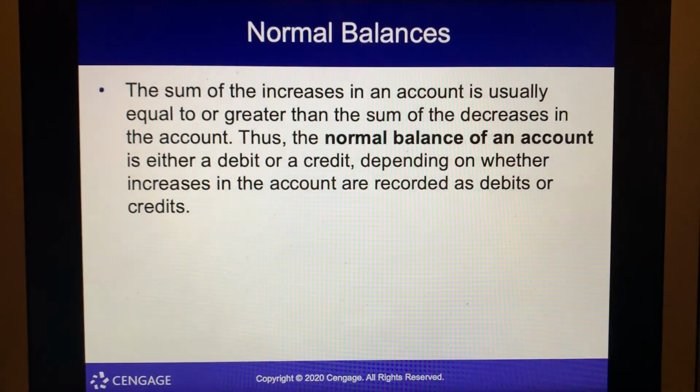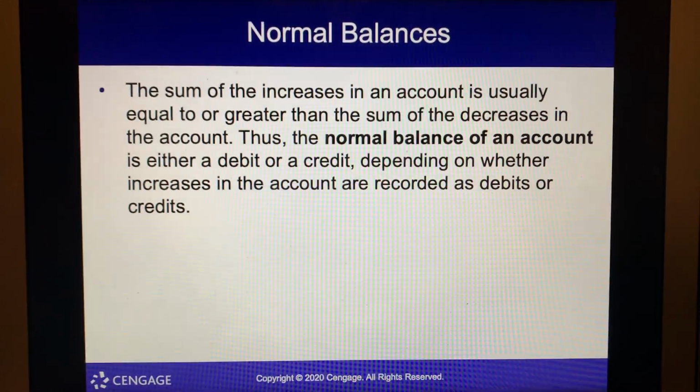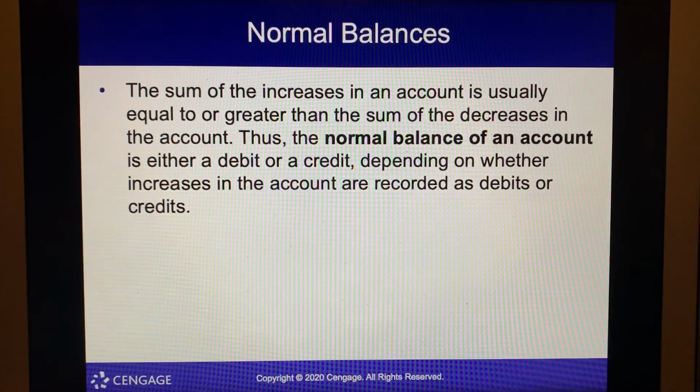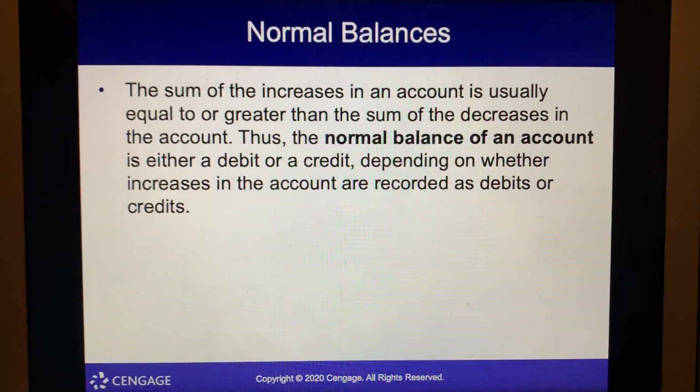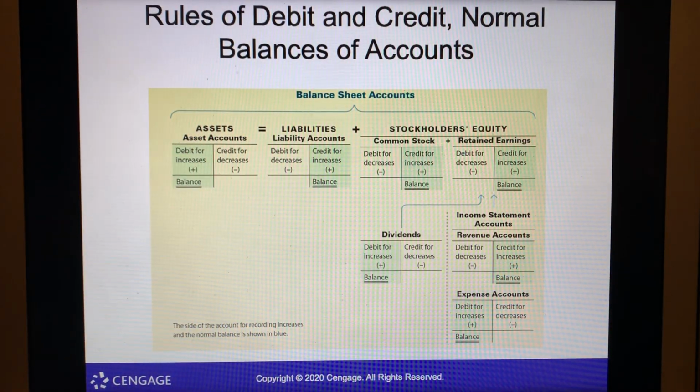Okay. Normal balances: the sum of increases in an account is usually equal to or greater than the sum of the decreases in the account. Thus, the normal balance of an account is either a debit or credit, depending on whether increases in the account are recorded as debits or credits. Rules for debits and credits, normal balance sheet.